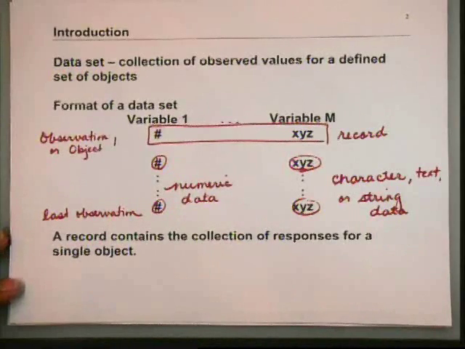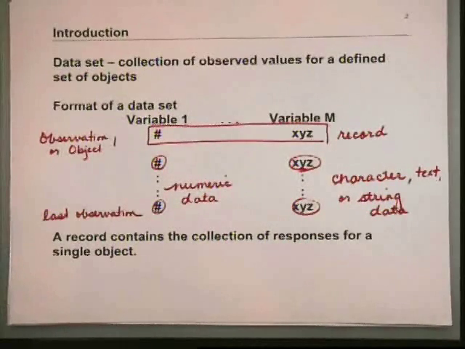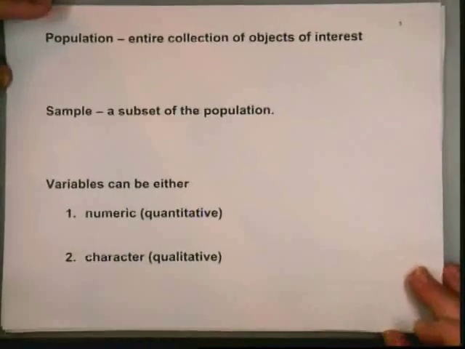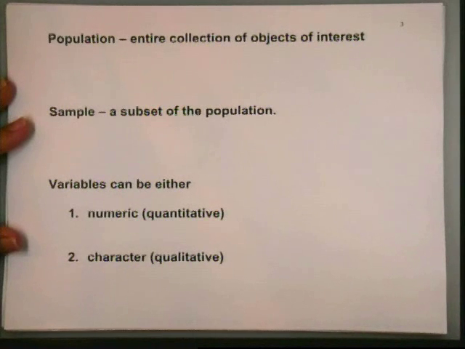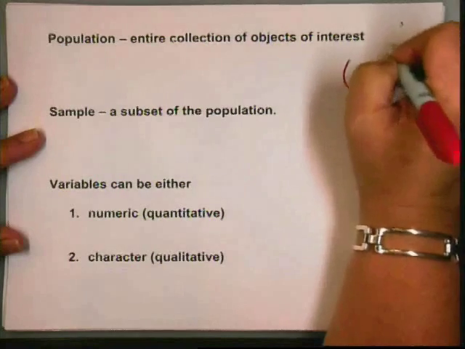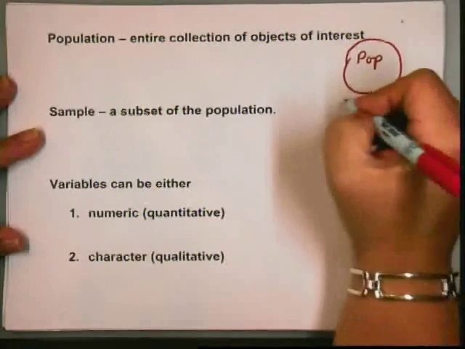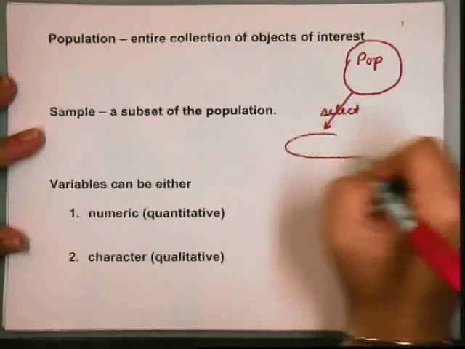All right, when we define a record, it contains a collection of responses for a single object or a single observation. We define a population and a sample. The population is the entire collection of objects of interest, and from that we select a sample. So the idea is that we have this population, POP is my shorthand for population, and from this population of values we make a selection. So we select our sample.